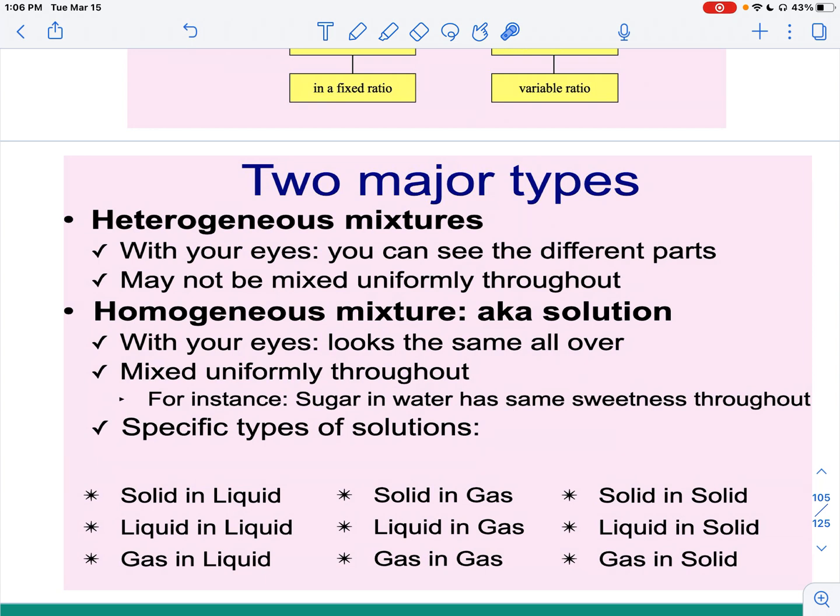So here are the 2 major types of mixtures. So you also have that in your notes. And then underneath at the bottom, we have different types of solutions that you can have. Okay, so you can have a bunch of different types, but when you look at it, it is going to be uniform and you're not going to see any differences.